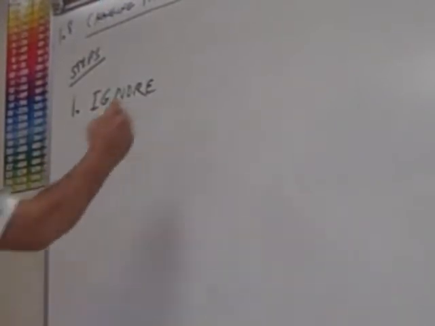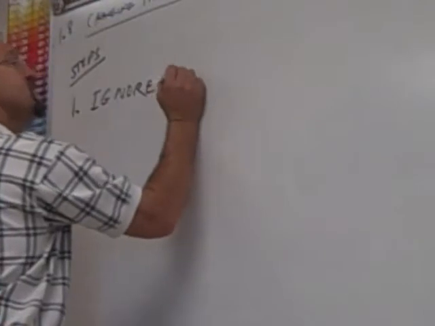Ignore. Is that how you spell ignore? Yes. No. You forgot the E? Good job. Ignore. Not ignoramus. No. Ignore. What does ignore mean? Don't worry about it. Don't look at it. Okay. Ignore. Don't pay attention to it.